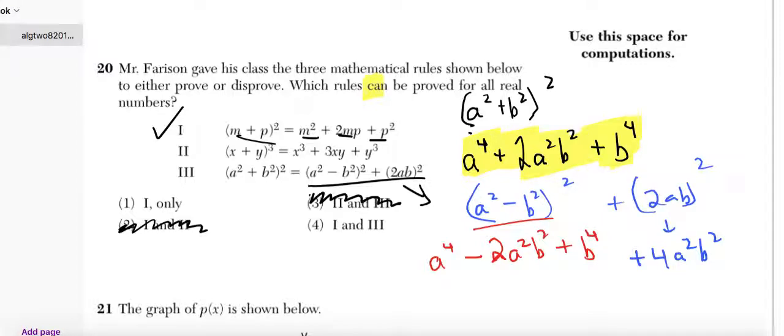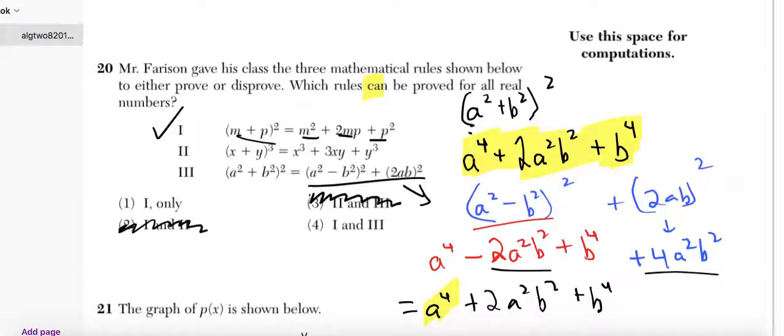Now, these two terms are like terms. 4 minus 2 is 2, so it becomes a to the fourth plus 2a squared b squared plus b to the fourth. Let's see if it ends up being the same. We got a to the fourth here, and we got that here. Plus 2a squared b squared, check. Plus 2a squared b squared plus b to the fourth, check. So option 3 also checks out, but not option 2. So it's choice 4 for options 1 and 3.